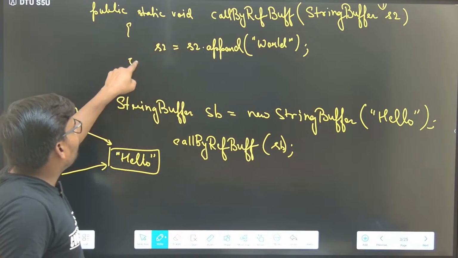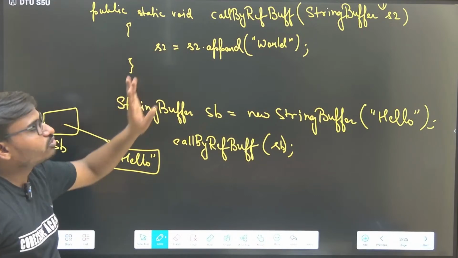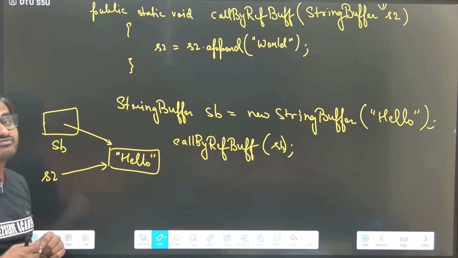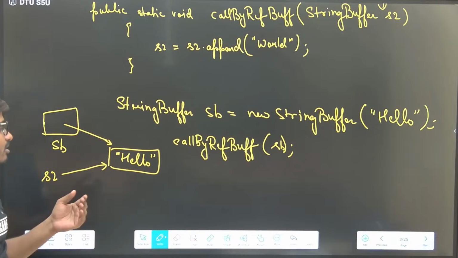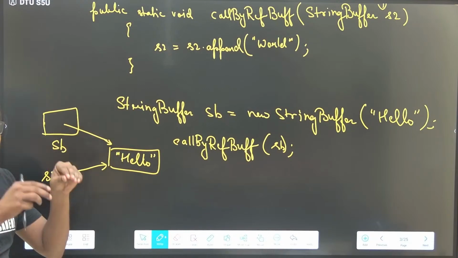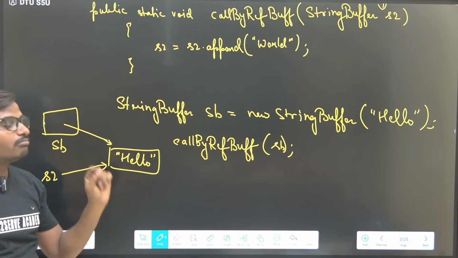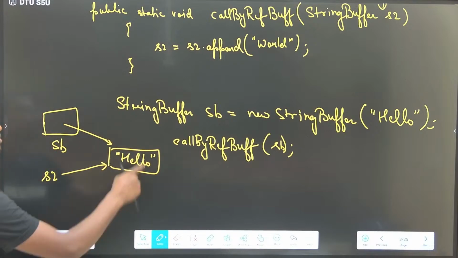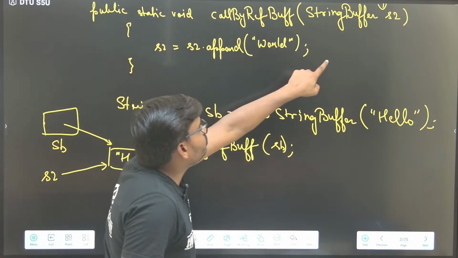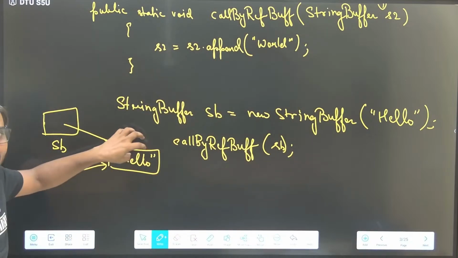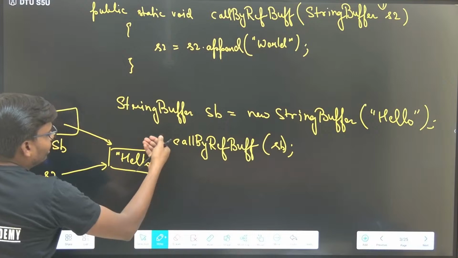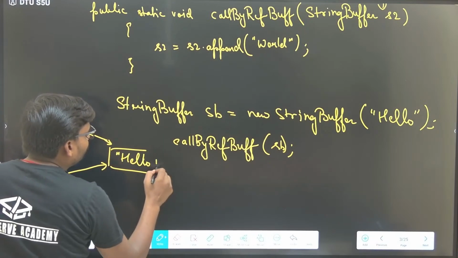Now what you are doing, you are telling S2 is equals to S2 dot append. Now think of, like I told you, in case of a string, since it was immutable, once you have allocated something in memory, after that you cannot change it. But in case of a string buffer, now you see S2 is equals to S2 dot append. That means you are telling S2 to change the actual content to hello world. That means append world at the end. So what will happen? It will become hello world.